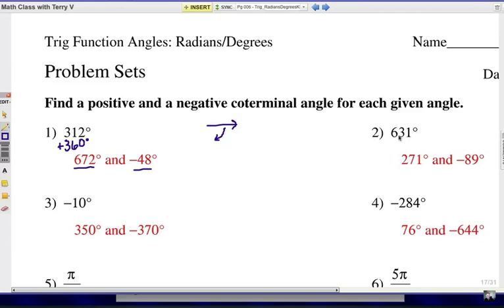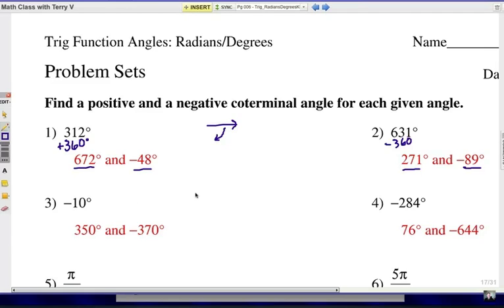Number 2, 631. Now let's subtract a full spin. And that's how we get 271 positive degrees. And also, given that, that is 89 degrees short of a full spin, and that's where we get the negative 89 degree amount. All right, so be thinking in terms of 360 degrees, a complete spin.